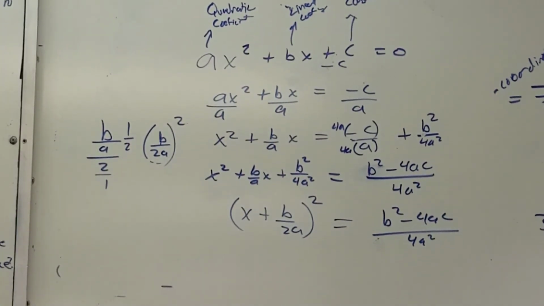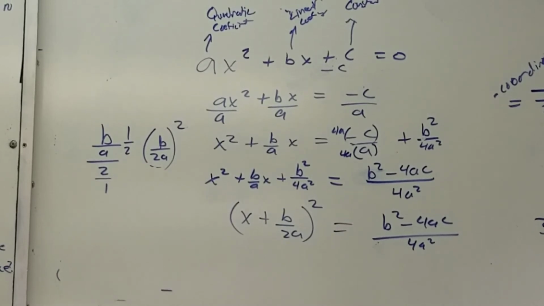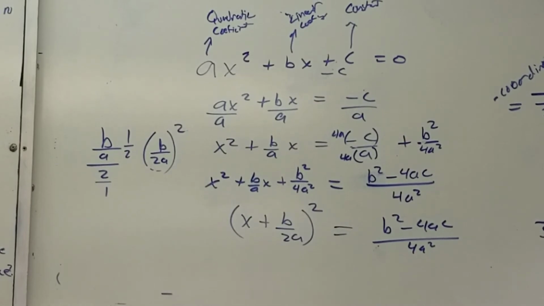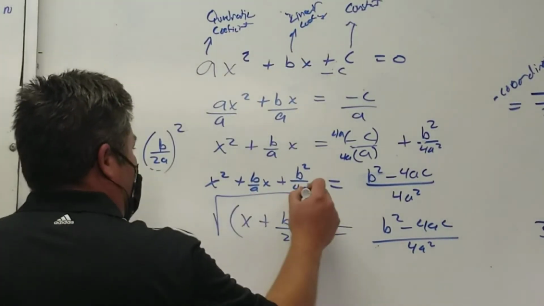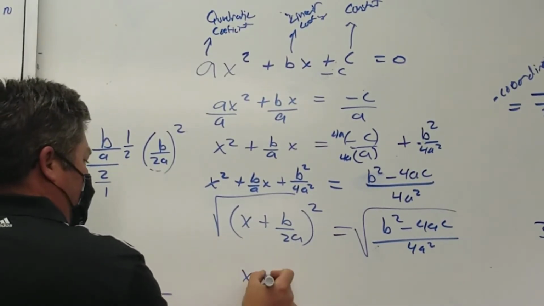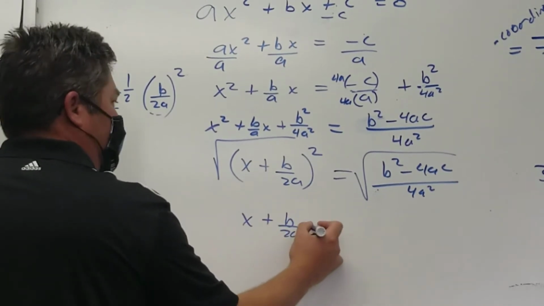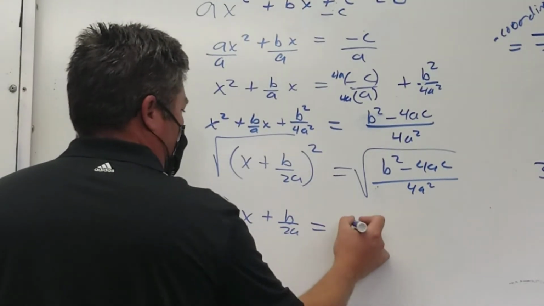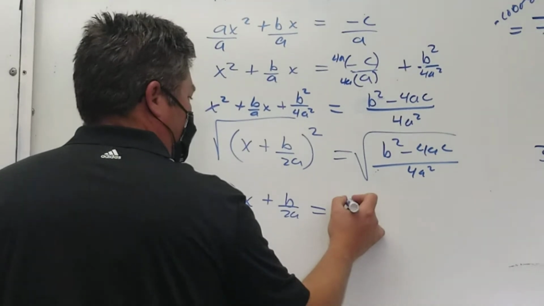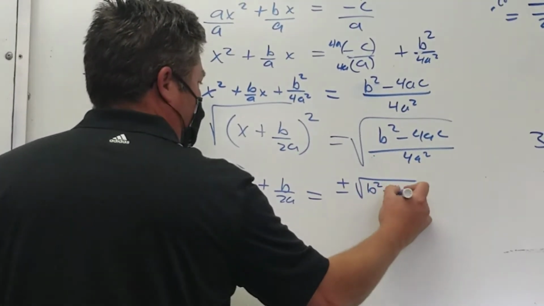What do I do now if I was completing the square? This is what we did really Friday and Thursday. We kind of worked on completing the square. What should I do now to get the x by itself? Square root both sides, right? So I'm taking the square root of this side, the square root of this whole thing, okay? So I have x plus b over 2a equals what? Plus or minus the square root of b squared minus 4ac.